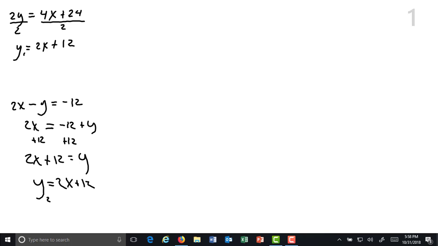Because every x will produce the same y as the other line. So you have an infinite number of solutions. Every x will work in both lines, because one is on top of the other, they're intersecting everywhere. Okay, so much for that. That wasn't so fun.